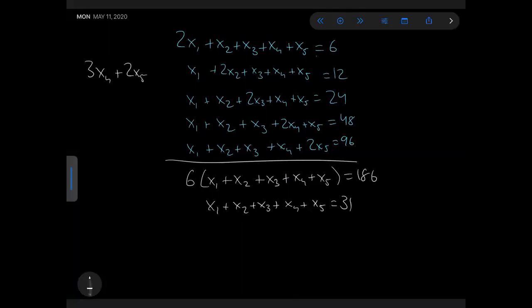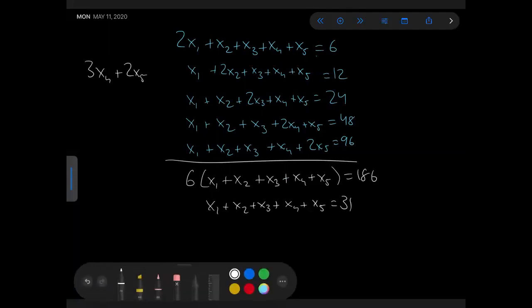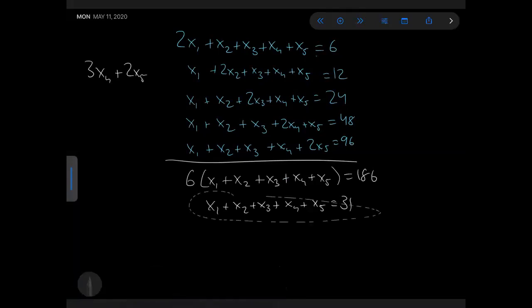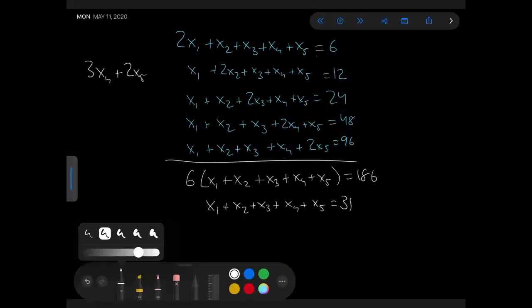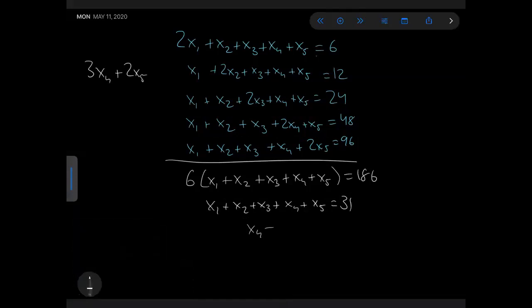How do you find x4 and x5? Well, if you look at this equation right here, and look at the equation where you have 2x4, they're very much identical. All that's left over is an x4. So you can subtract those two equations. And when you do that, you're going to be left with x4 is equal to 17.